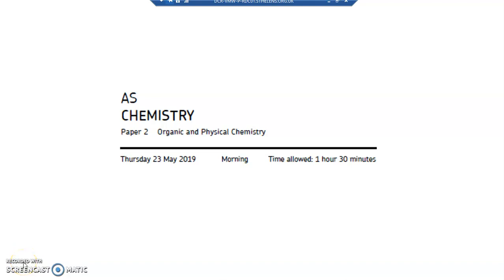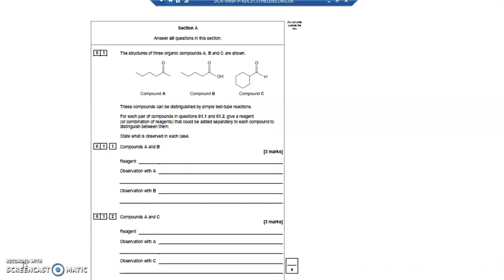Paper 2, May 2019, AS. Question 1. The structures of 3 organic compounds A, B and C are shown below.